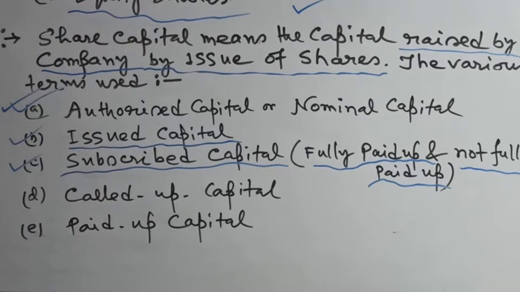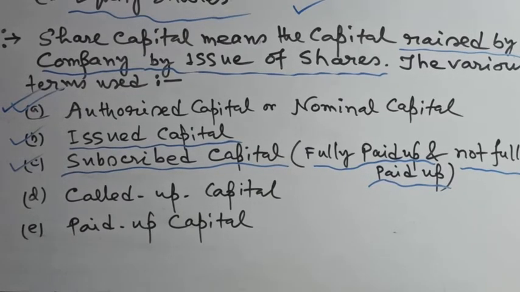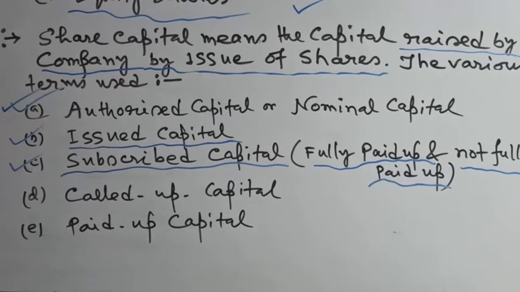Okay, next point, called up capital. Called up capital, according to Section 2 subsection 15 of the Companies Act, means such part of capital which has been called for payment. The portion of subscribed capital that the directors require shareholders to pay on the shares allotted to them is known as called up capital.